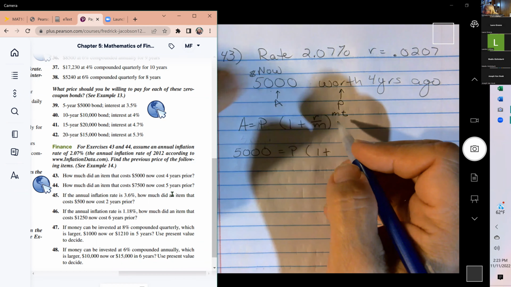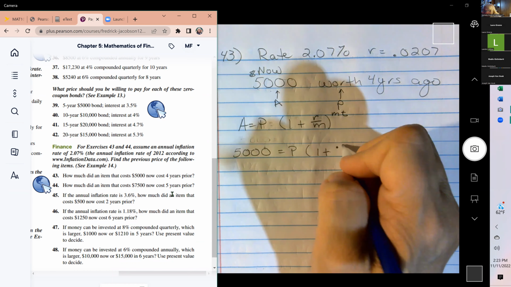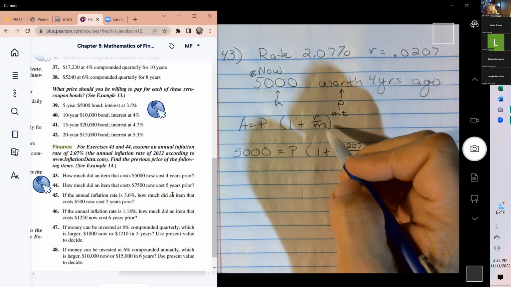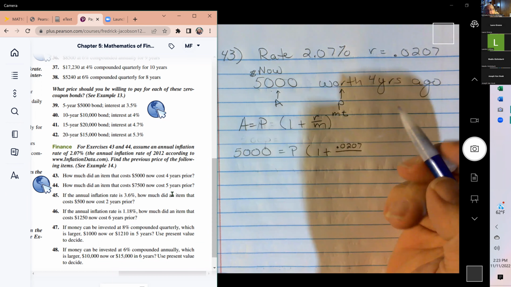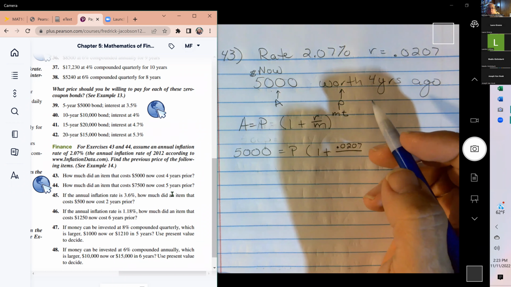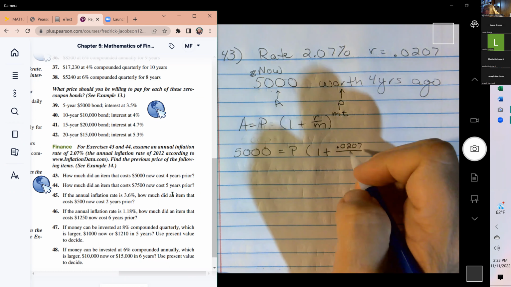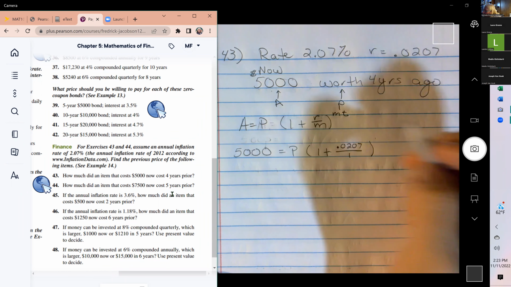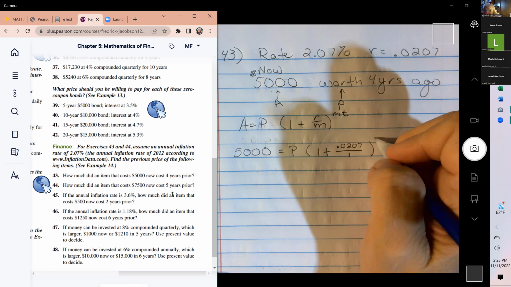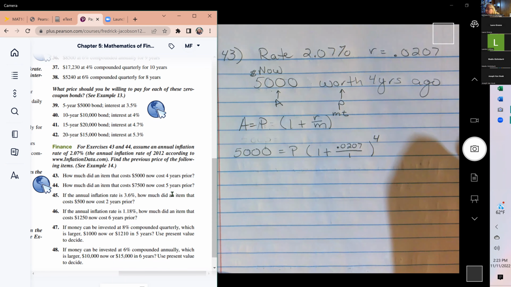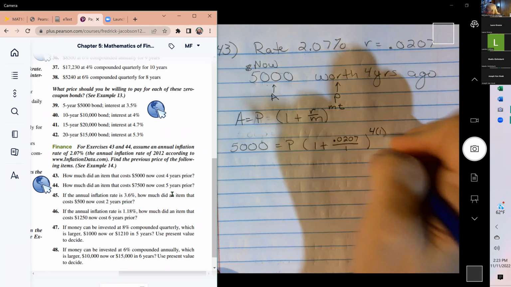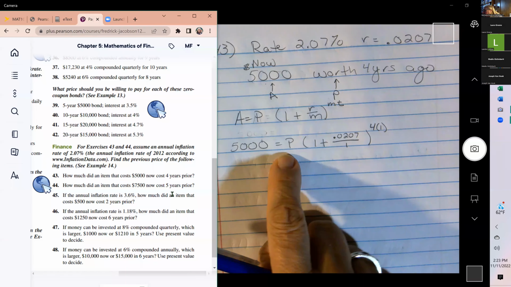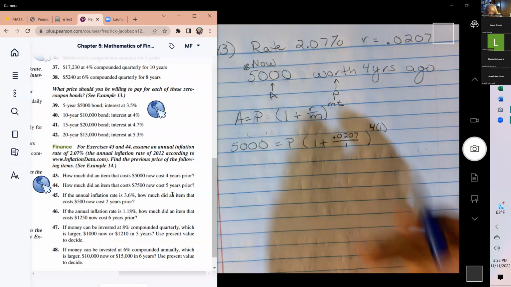Our rate as a decimal, 0.0207 divided by compounding. It was an annual, yeah, it's an annual inflation rate, so once a year. And years was 4. We're solving for P, so we want to divide this to the other side.